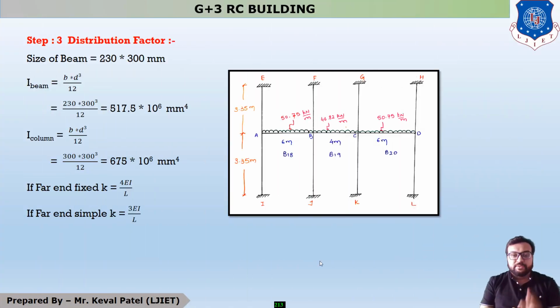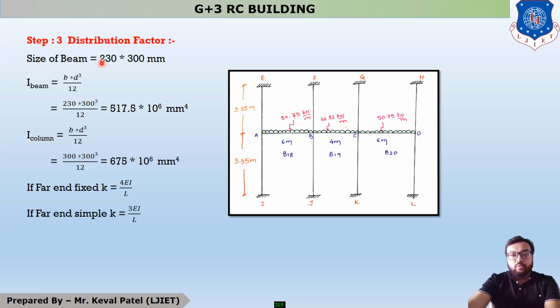Everyone, this is the fourth lecture of your design of beam. Students, in the last lecture, we completed our example up to step number 3, up to the distribution factor. We also covered step number 2, which is FEM, fixed end moment, and after that step number 3, which is distribution factor.